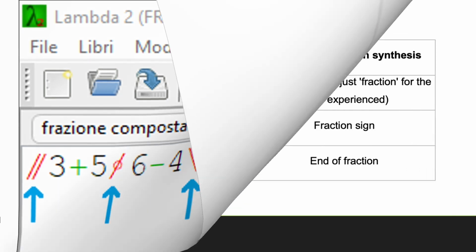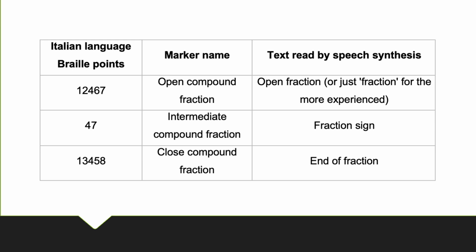As regards, for example, the Italian version, the compound fraction uses 3 Braille symbols. For each of them, we will also have a text in Italian for the name of the marker and one to indicate the words that the synthesis will have to pronounce in order to have as continuous and natural a reading as possible. For example, for the Italian language, the formula A plus B over AB corresponds to 1 2 4 6 7, 1 2 3 5, 1 2 4 8, 3 6, 1 2, 1 3 4 5 8.